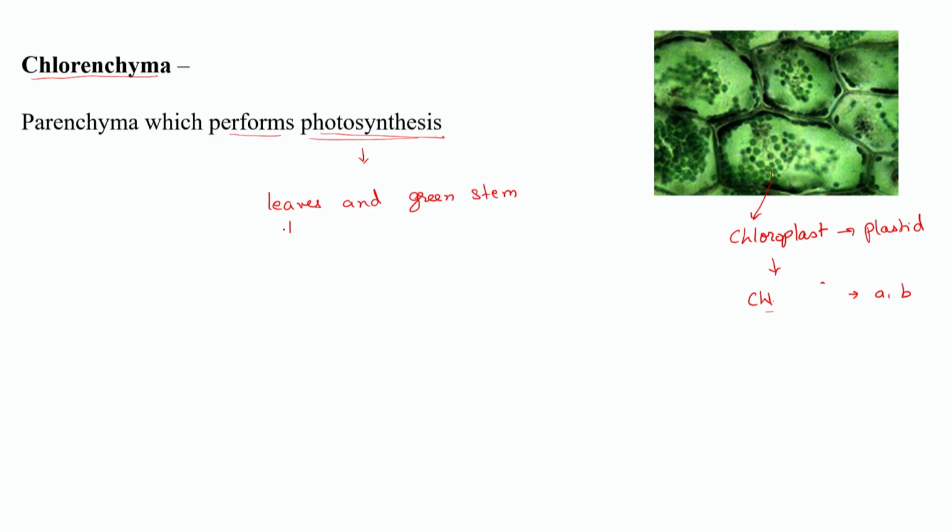Now, in leaves, the important tissue which is known to contain them is known as mesophyll. This parenchyma which is found in leaves and performing photosynthesis is known as mesophyll. That also we will study in slight detail, but for now, this is made up of palisade layer and spongy parenchyma.